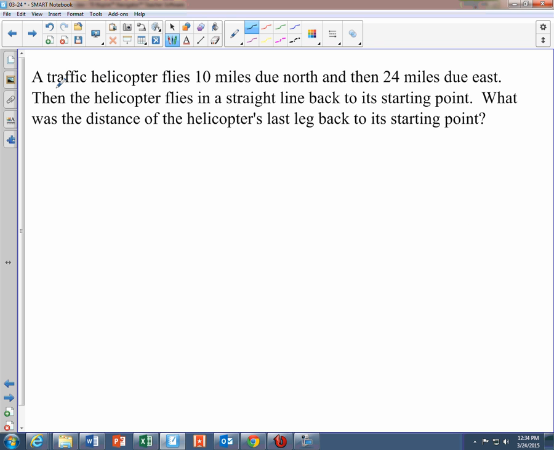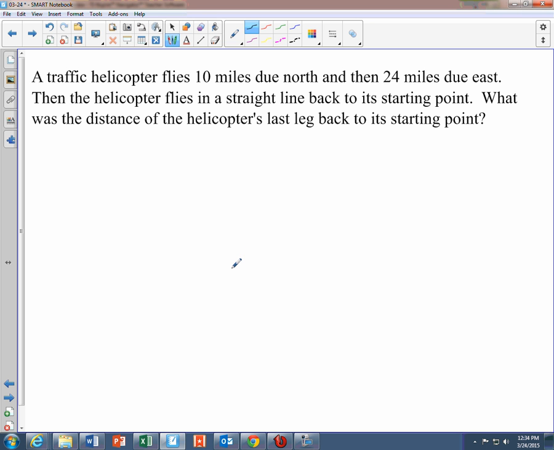So in this story problem, we have a traffic helicopter, and it flies 10 miles due north and then 24 miles due east. Then the traffic helicopter flies in a straight line back to its starting point. What was the distance of the helicopter's last leg back to its starting point? Okay, so again, my one tip for today, draw a picture.